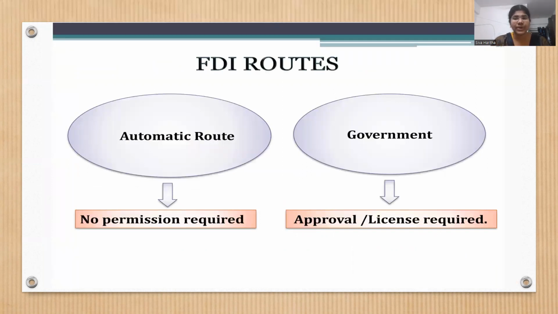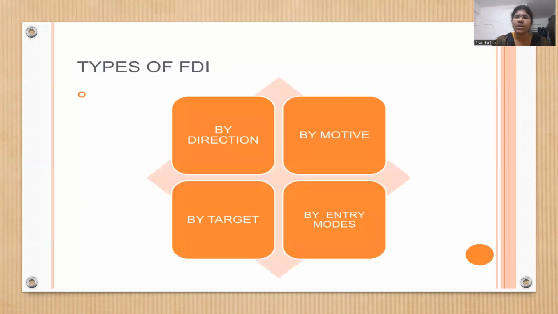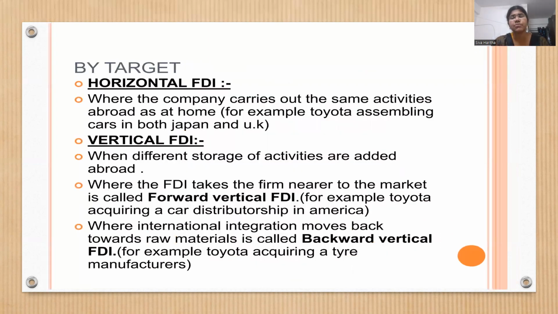How can we do this FDI? This can be done in two ways. One is the automatic route where no permission is required, and the other one is through government where approval and license is required. FDI is broadly classified based on the direction, motive, target, and the entry modes. Based on the target, it is broadly classified into two types. One is the horizontal FDI and the second one is the vertical FDI.